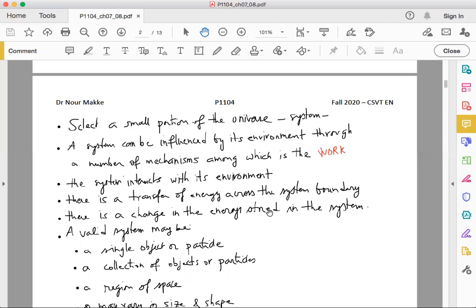The easiest way to think about the work is as an energy transfer. And this energy transfer happens between the system and the environment. How does it happen? You can think as if we have an imaginary surface that separates the system from the environment, and this transfer is done across the system boundary. And whenever we have an energy transfer, you definitely have a change in the energy which is stored in the system.